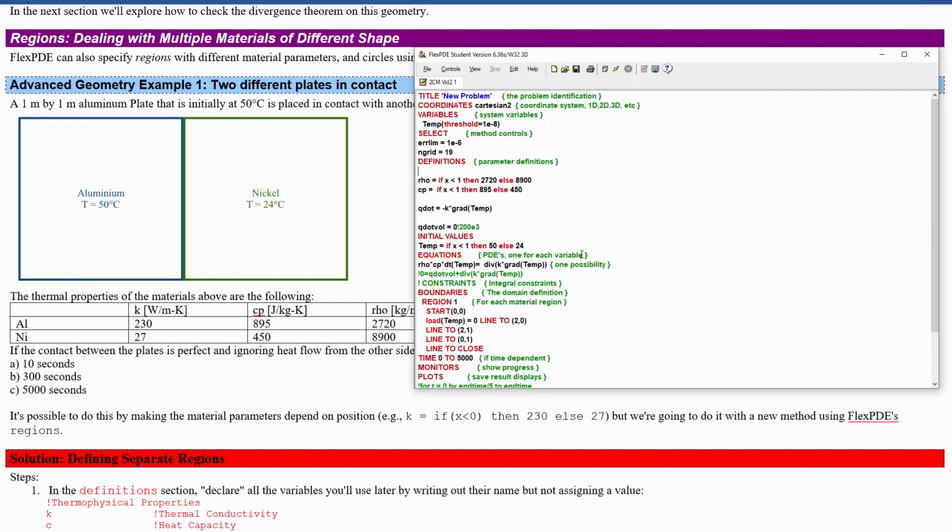So we'll just define K and rho and CP just like this without giving them a default value. Same with the temperature here. Well, maybe we call this temp initial, and we'll define that up here as well.